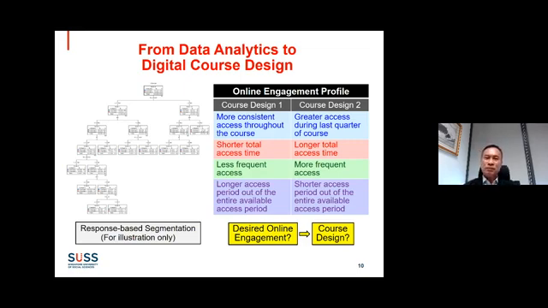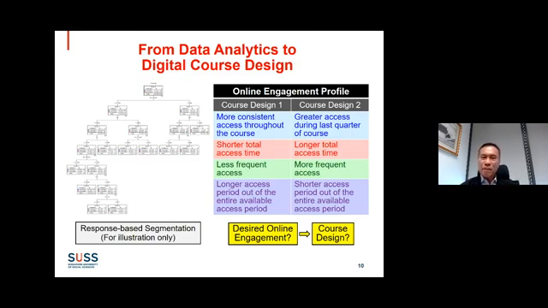For example, students who took the marketing course under course design 1 make more consistent online access throughout the course, whereas for students in the fully online course, the online access is not as consistent, because there is a higher concentration of access in the last quarter of the course.